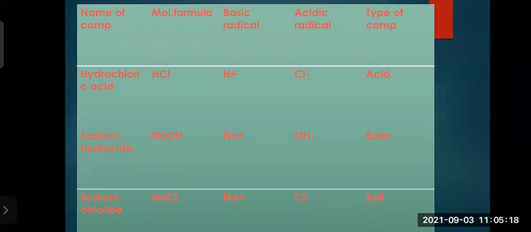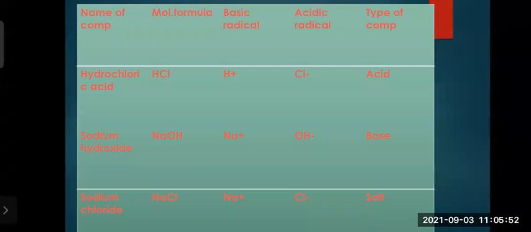Definition. Last, the third one. The third type of ionic compound is the salt, sodium chloride. The molecular formula is NaCl. What is the basic radical in sodium chloride? Na plus. The acidic radical is Cl minus. So when the compound has a basic radical other than H plus ion and an acidic radical other than OH minus ion, then it is known as a salt.